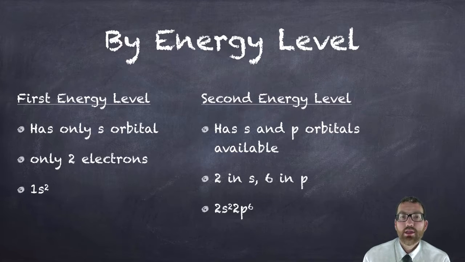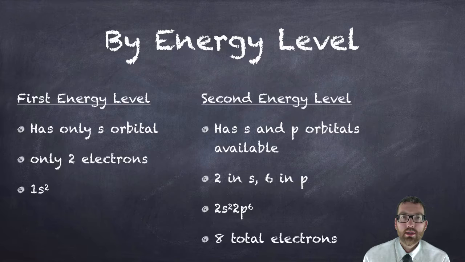And the second energy level's electron configuration would look like this if it was completely filled: 2s2, 2p6. So the big 2 stands for the second energy level. The S and the P stand for the sublevels. The 2 above the S stands for 2 electrons in that S orbital, and the 6 stands for 6 electrons in all of the P orbitals. And if you add them up, 2 plus 6, you get 8 total electrons.